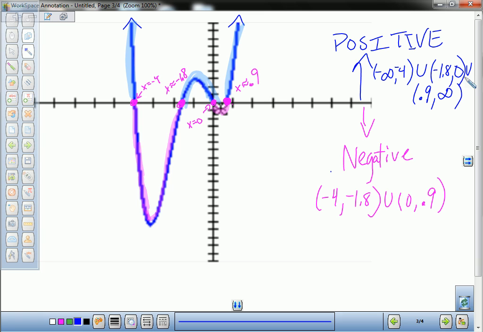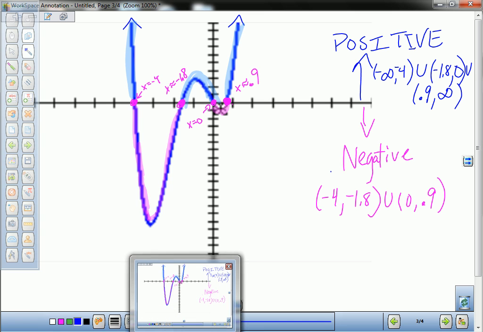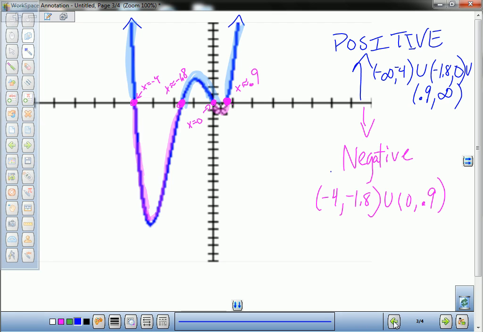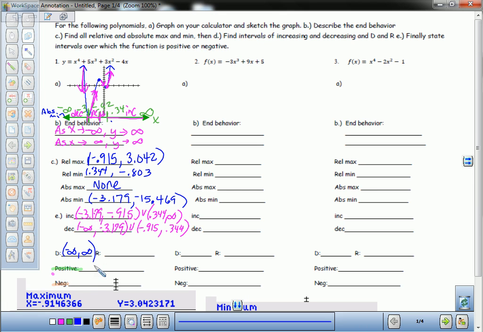And that's how you determine where a function is positive or negative. Okay, so that's what we would put in these last 2 little blanks down here for positive and negative.